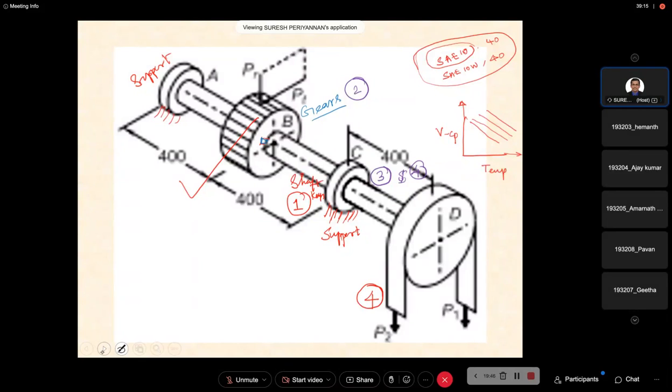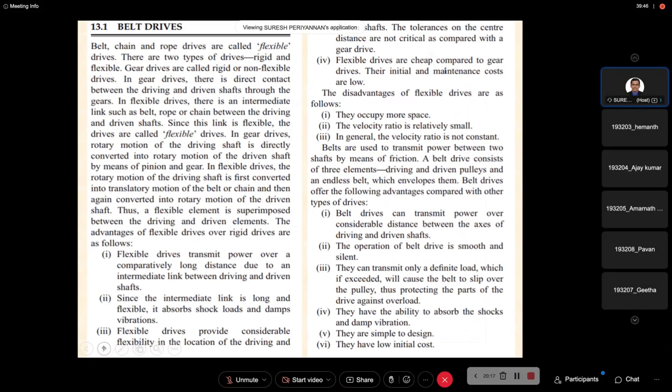In the flexible power transmission mechanism, we already discussed pulley diameter, driven pulley, driving pulley, and speed ratio. You already know those things. Now we are going to concentrate on different types of belts and how to design the belt parameters based on the power transmitting capacity. Okay, are you clear? Any doubt in this? Now I come to this belt drive.